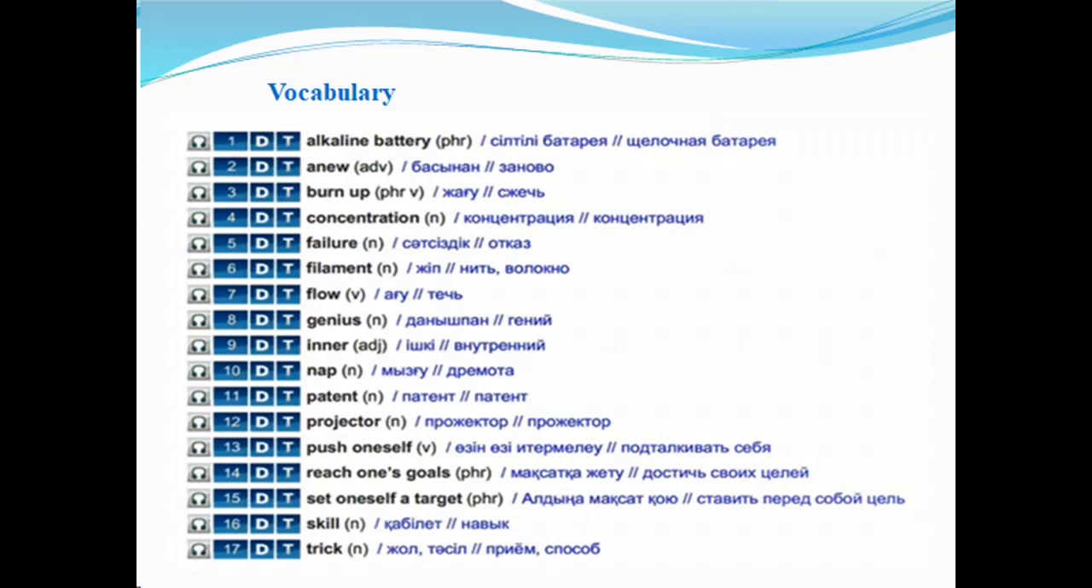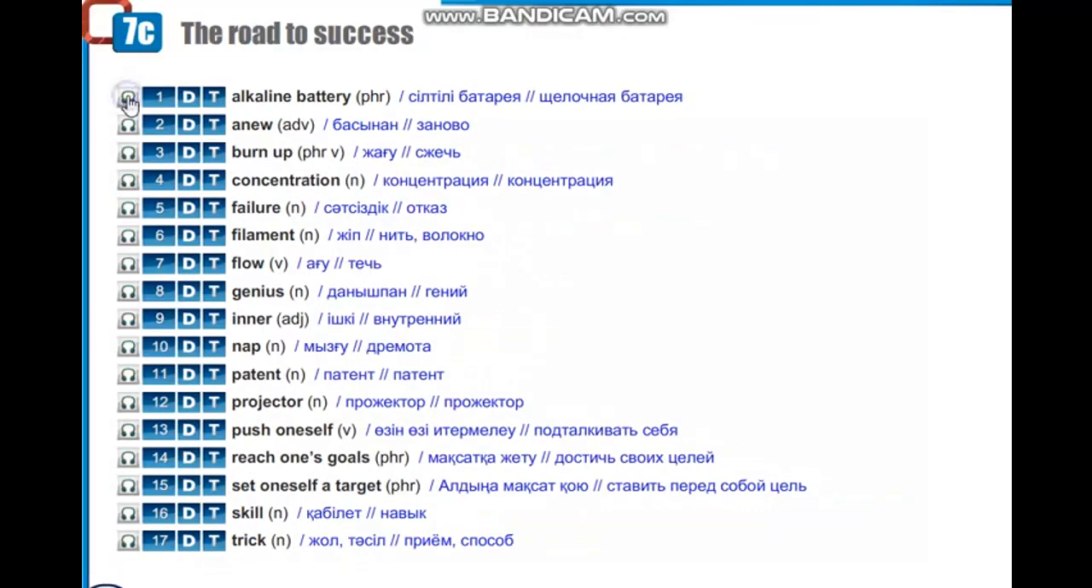And now, listen and repeat the vocabulary connected with the theme The Road to Success and then write down in your copybook. Alkaline battery. Anew. Burn up. Concentration. Failure. Filament. Flow. Genius. Inner. Nap. Patent. Projector. Push oneself. Reach one's goals.